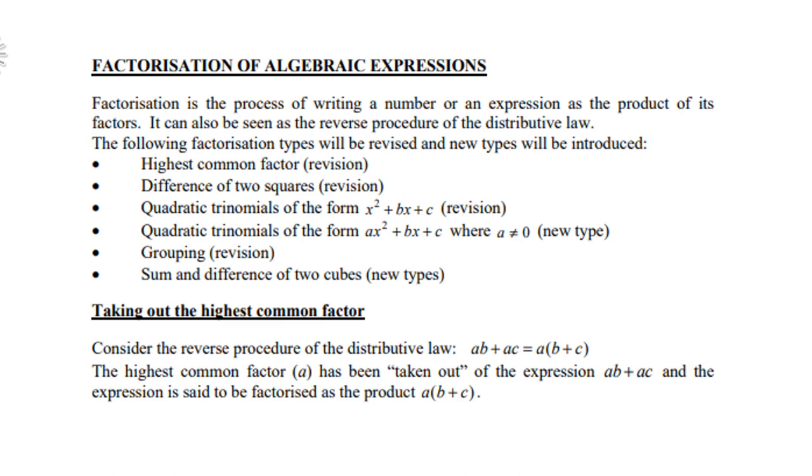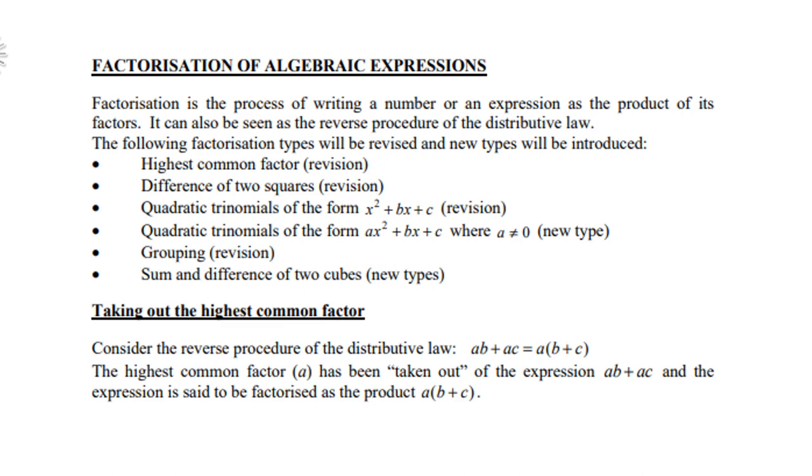We're going to look at highest common factor. We're going to look at difference of two squares. We're going to look at quadratic trinomials in the form x squared plus bx plus c. We're going to look at quadratic trinomials of the form ax squared plus bx plus c, where a is not zero. Then we're going to look at grouping and also sum and difference of two cubes. But in this video, we're going to look at highest common factor.